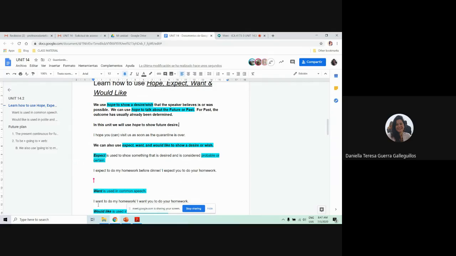So I told you that we can use hope or wish or all those expressions to talk about the past or the present. If it is about the past, it's about regrets, cosas que lamentas no haber hecho. But in this unit, Unit 14, we talk about the use of hope or wish for the future. All right? Like in the example, I hope or I wish you can visit us as soon as the quarantine is over. So I hope you can visit us.